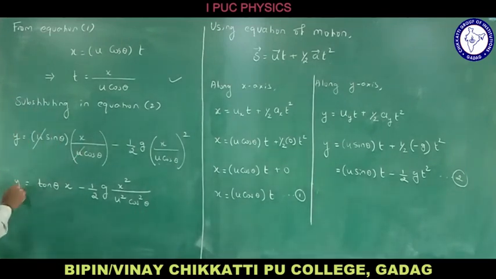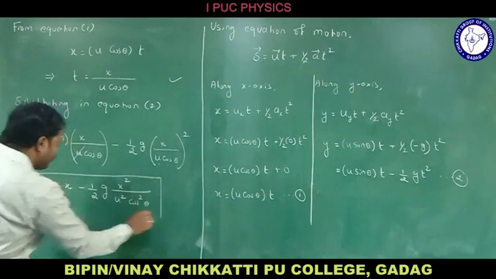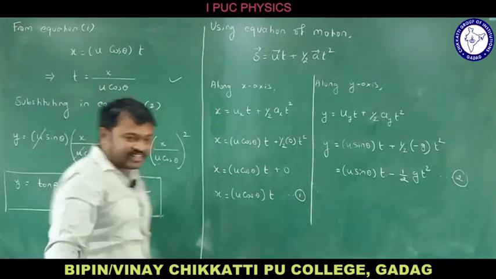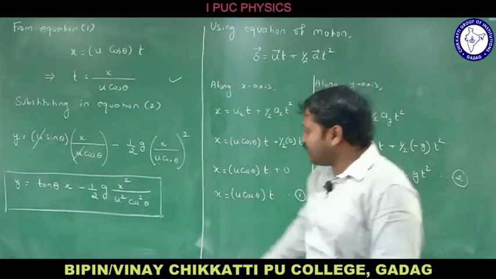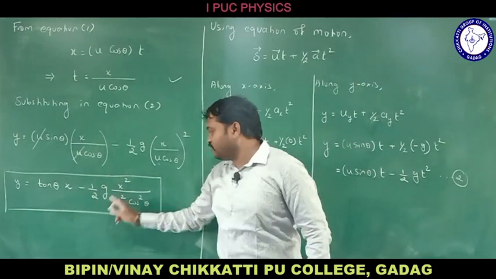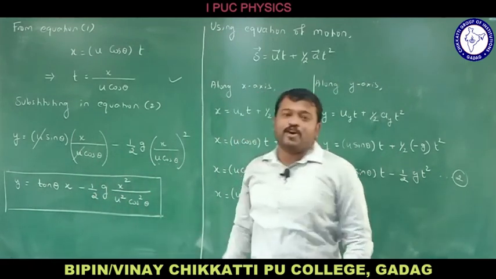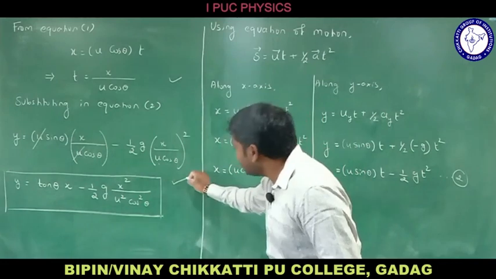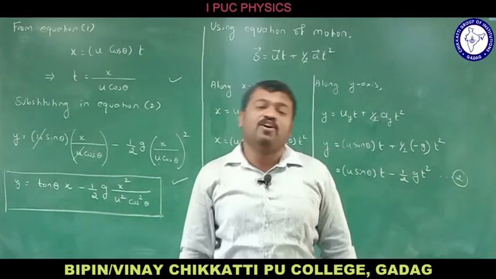And this equation is called the equation of trajectory of a projectile. So what is that equation? Tan theta x minus half g x square divided by u square cos square theta. And this is the equation for trajectory of a projectile.